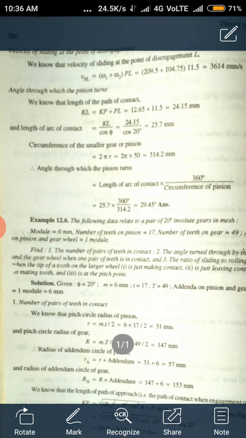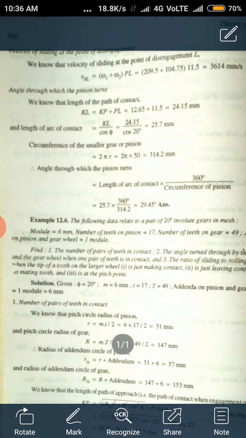Then the circumference of the smaller gear is 2 pi r, with r equal to 50, so 314.2 mm. Then substitute the values in the angle turned by the pinion: length of arc of contact 25.7 into 360 degrees divided by circumference of pinion 314.2, so you got 29.45 degrees. So this is the way you have to calculate.